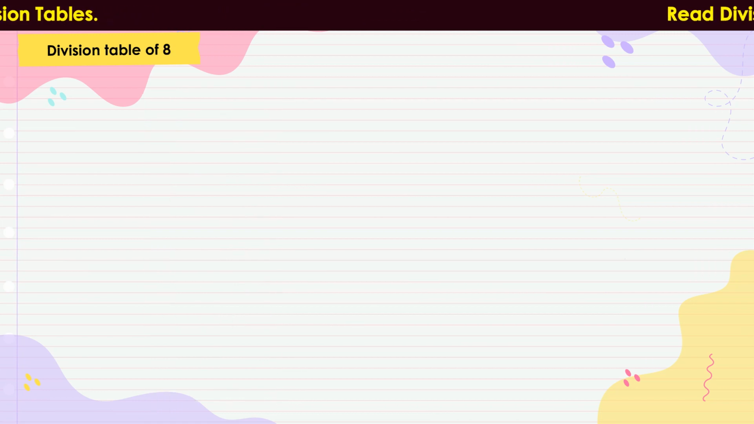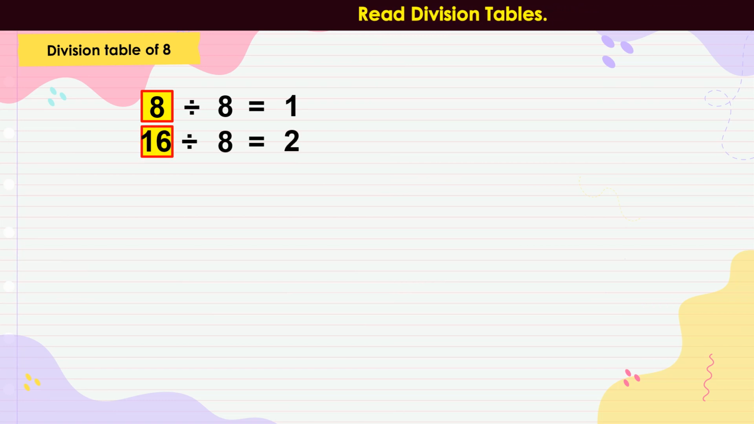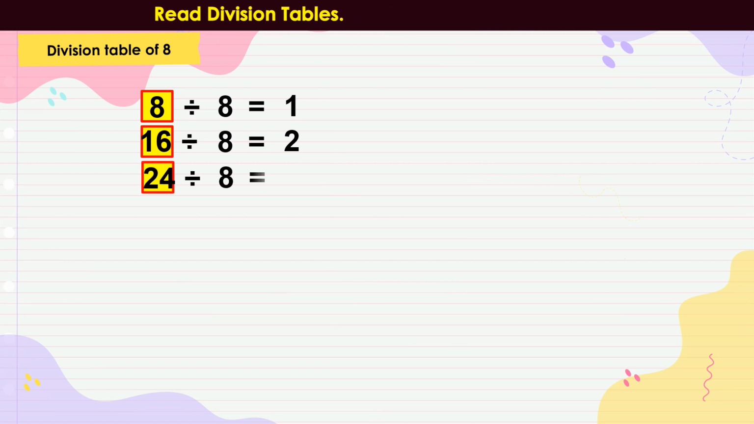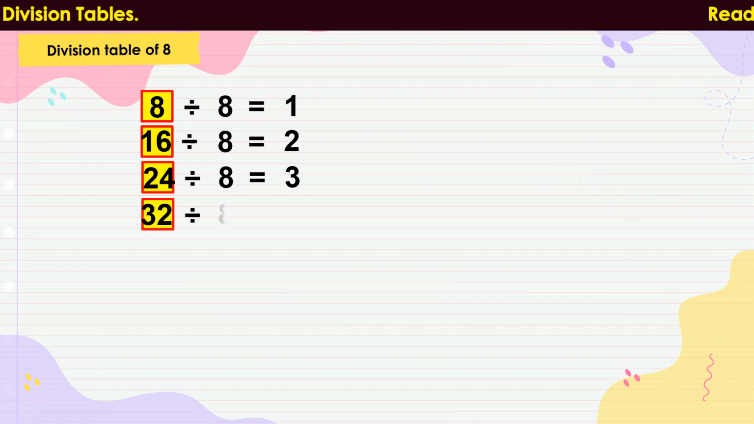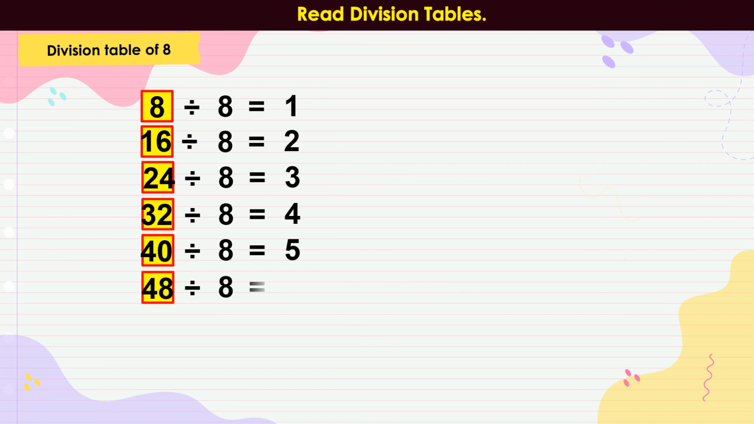Division table of 8. 8 divided by 8 is equal to 1. 16 divided by 8 is equal to 2. 24 divided by 8 is equal to 3. 32 divided by 8 is equal to 4. 40 divided by 8 is equal to 5.